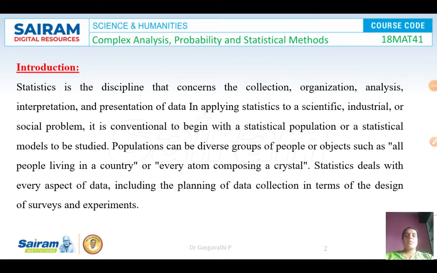Statistics is a discipline of mathematics which concerns the collection, organization, analyzing, interpreting and presentation of data. When applying statistics to a scientific, industrial or social problem, it is very conventional to begin with a statistical population. This population can be a diverse group of people or objects, such as all people living in one country. Likewise, every atom composing a crystal can also be another category of population.